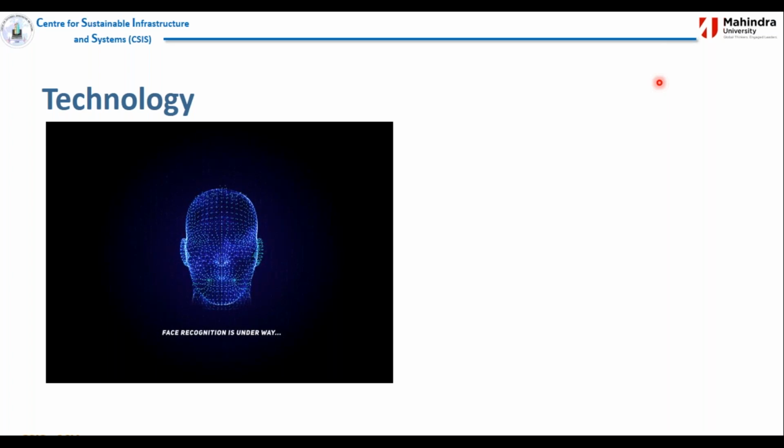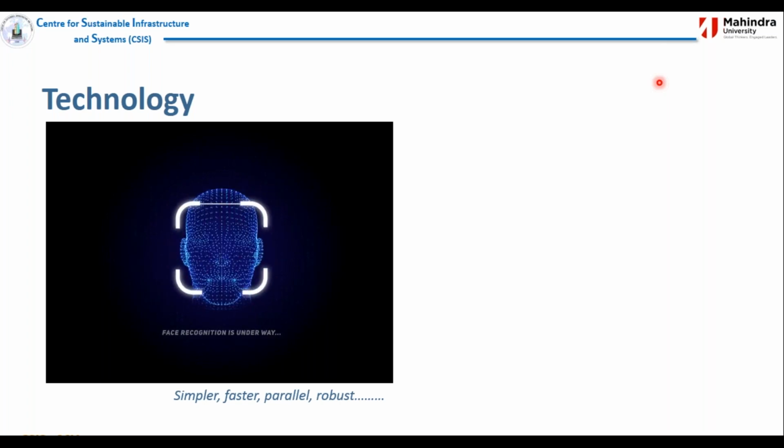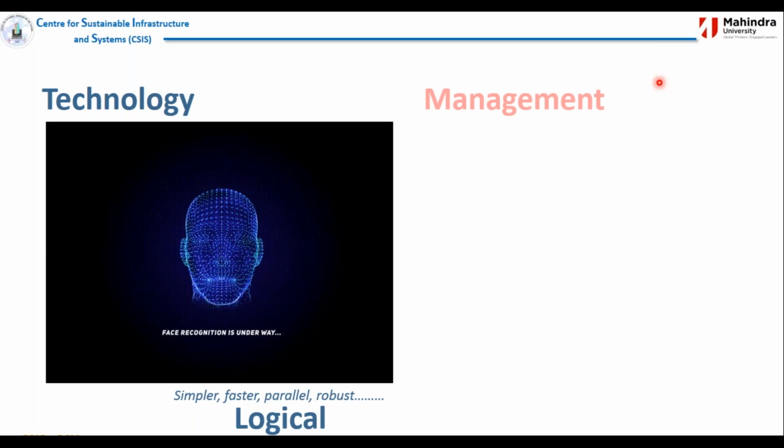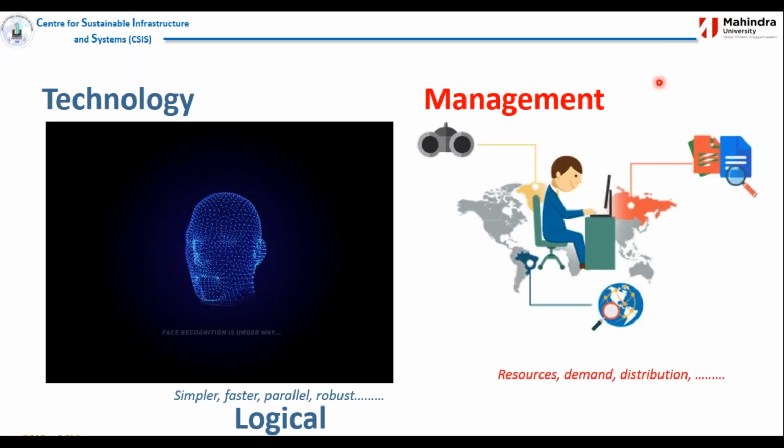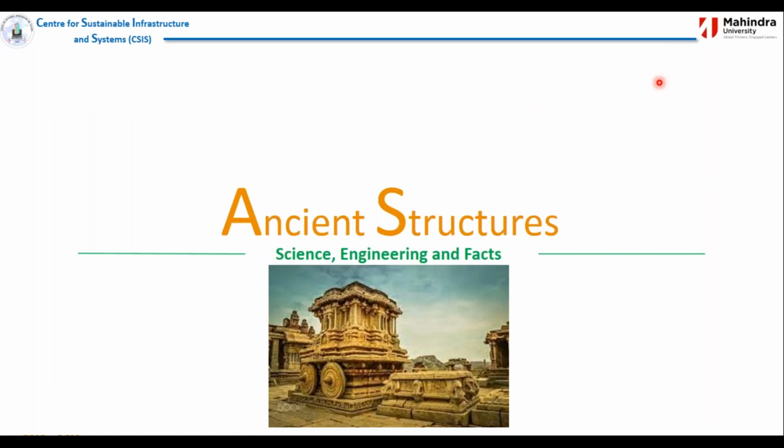So right now, using current technology, can we decrypt the techniques which were used in the construction of such temples? That is one thing we are trying to use technology for. Technology is very simple. It's simpler, faster, parallel, and robust. And management, I'll not get into this. This is largely about resources, demand, and distribution.